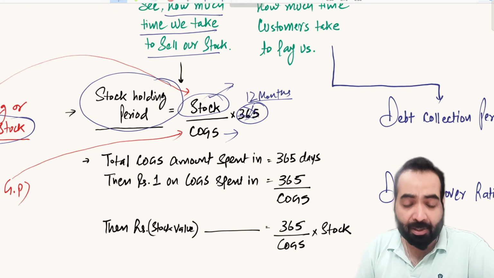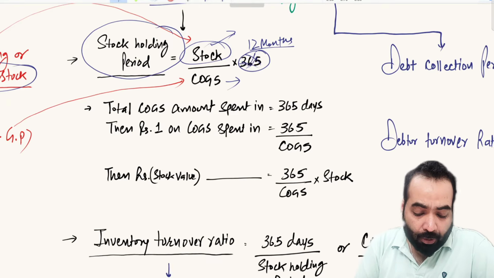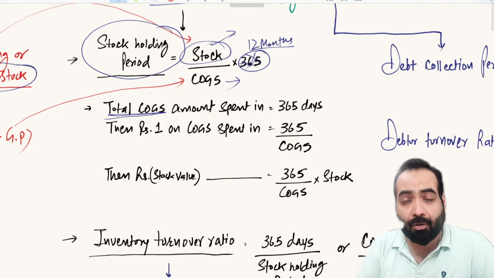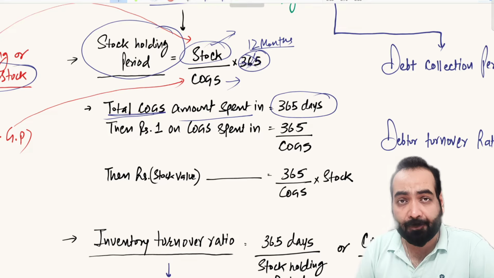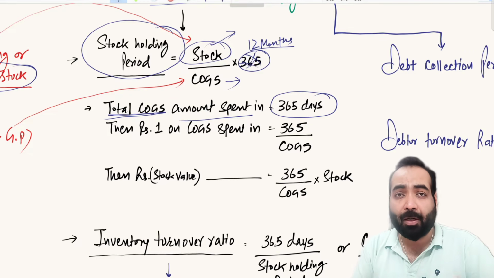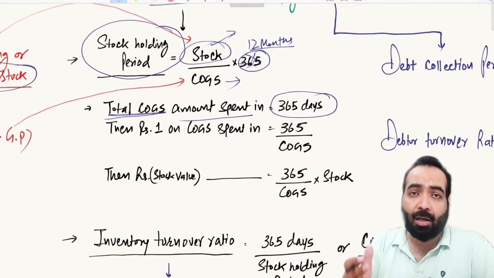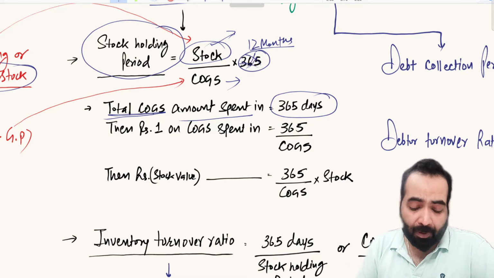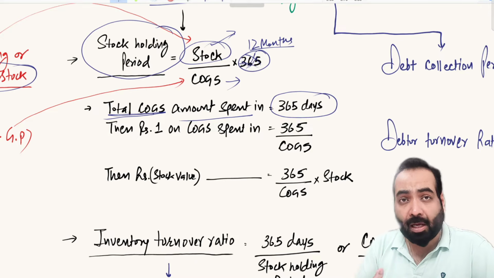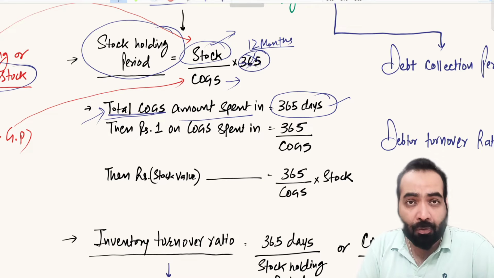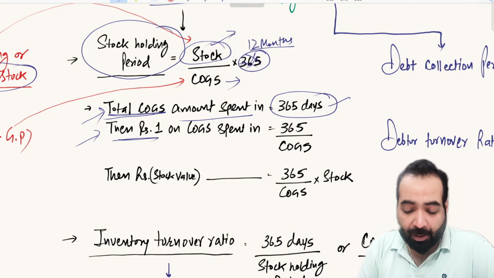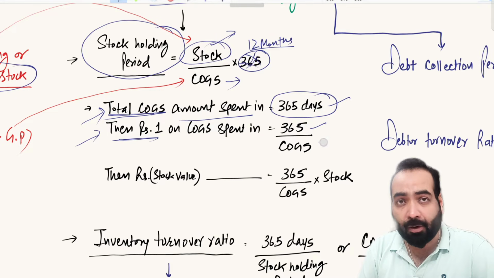So how was this formula derived? Total COGS, the cost of goods sold in your business, represents the total amount that you have spent in 365 days. If you open the profit and loss account from 1st April 2024 to 31st March 2025, the total cost of goods sold represents the amount that you have spent in 365 days. Now out of that amount, if I want to know how many days I took to spend 1 rupee, then I have to divide 365 by COGS.